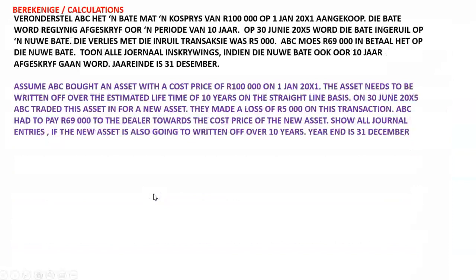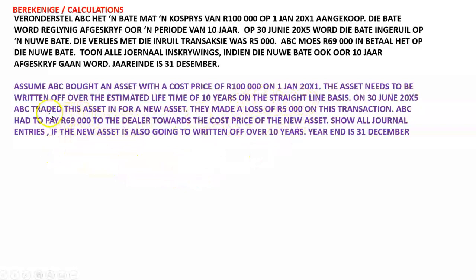Now, let's quickly do an example. Guys, we're going to read it, then you pause the video, you do the calculation, and then you come back to the video. Assume ABC bought an asset with a cost price of 100,000 Rand on 1 January 21. The asset needs to be written off over the estimated lifetime of 10 years on the straight line basis.